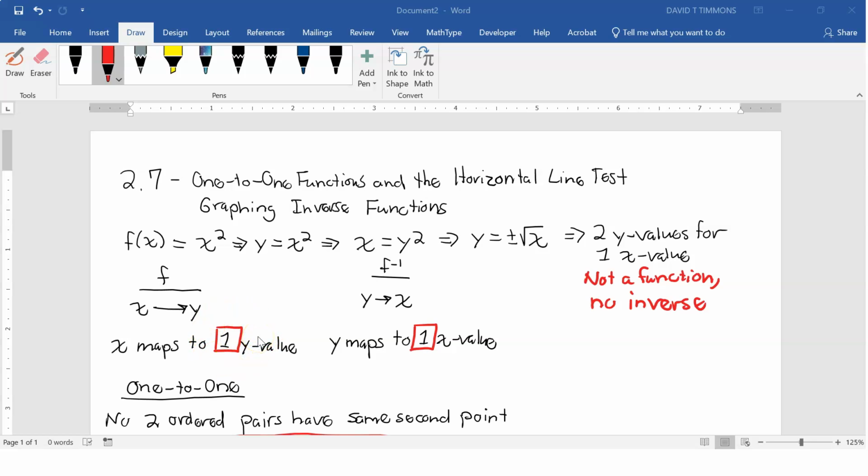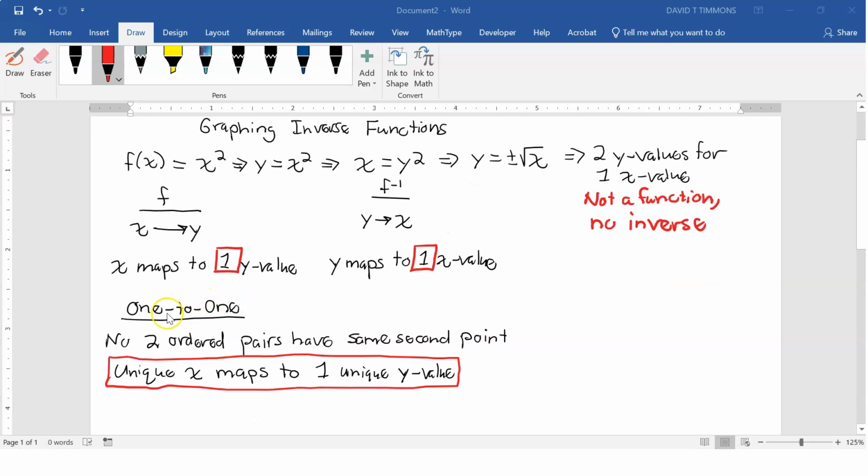And remember, when we switch x and y between the inverse and its original function, that relationship now says that a y value should map to one x value. Now, you're going to see this language discussing one-to-one functions, and that's where no two ordered pairs have the same second point. So what you really have there is a unique x value maps to one unique y value. And so that language one-to-one is very important. And what you'll find is that only one-to-one functions will have an inverse function and pass the horizontal line test.